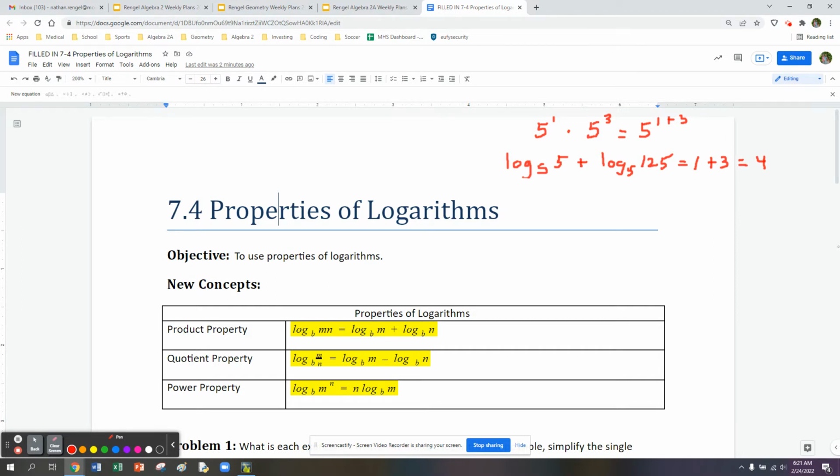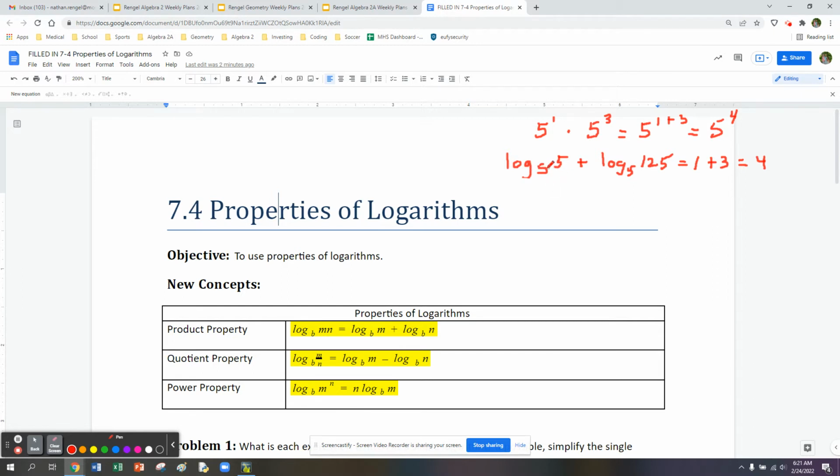And that leads us into our first rule with logarithms: if you have a log base b of some product, you can do what's called expanding that log. You can rewrite it as log base b of m plus log base b of n. Because this product is like the multiplying of two powers, we can rewrite it as the addition of both of those exponents.